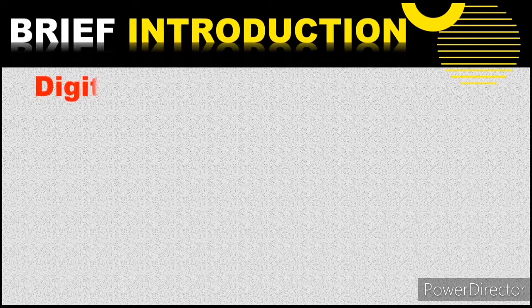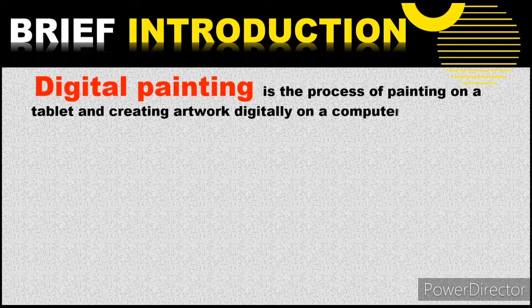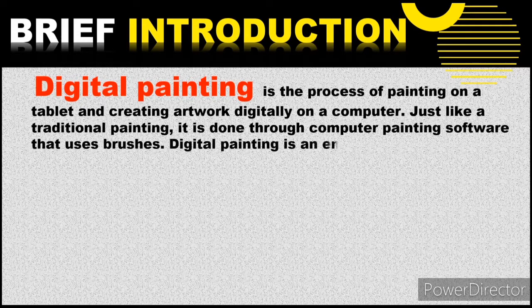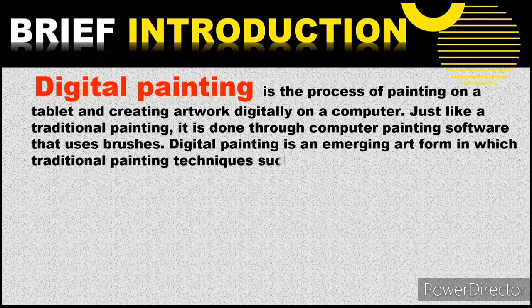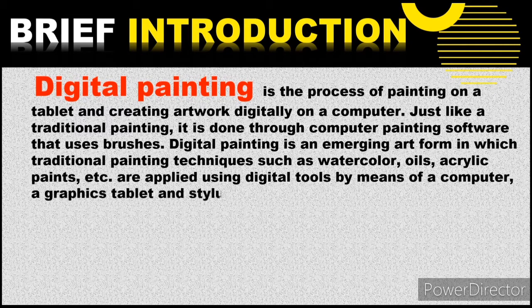Brief introduction of our lesson. Digital painting is the process of painting on a tablet and creating artwork digitally on a computer. Just like a traditional painting, it is done through computer painting software that uses brushes. Digital painting is an emerging art form in which traditional painting techniques such as watercolor, oils, acrylic paints, etc. are applied using digital tools, by means of a computer, a graphics tablet and stylus, and software.